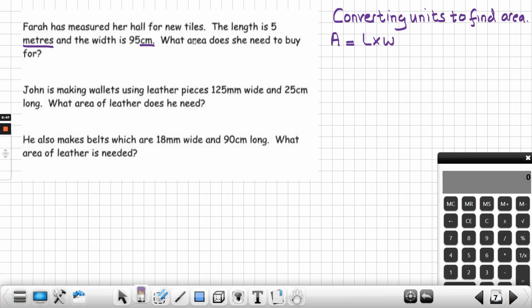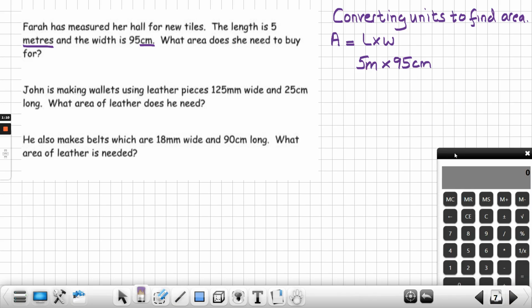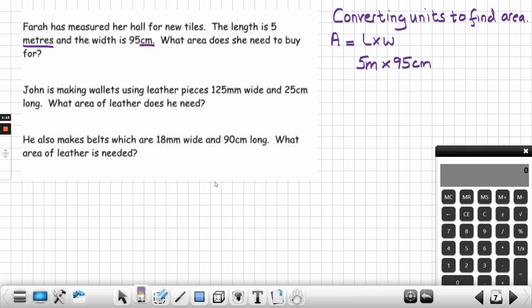Farah has measured her hall for new tiles. The length is 5 meters and the width is 95 centimeters. So we would need to do 5 meters times 95 centimeters, but we can't do this sum while they are in two different units. So we've got to convert to one single unit. And it doesn't matter which way we go. We could convert to meters, we could convert to centimeters. And what we're going to do in this video is do both to see which one is easier to work with.